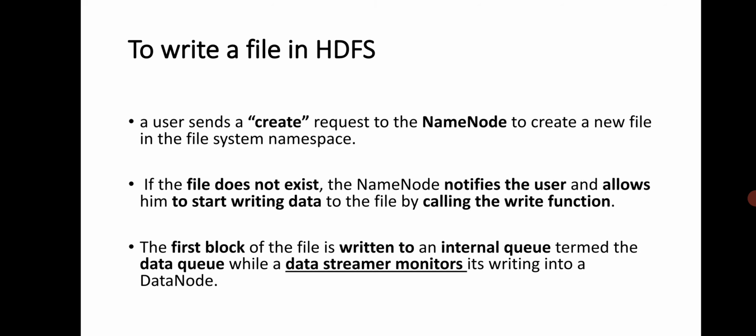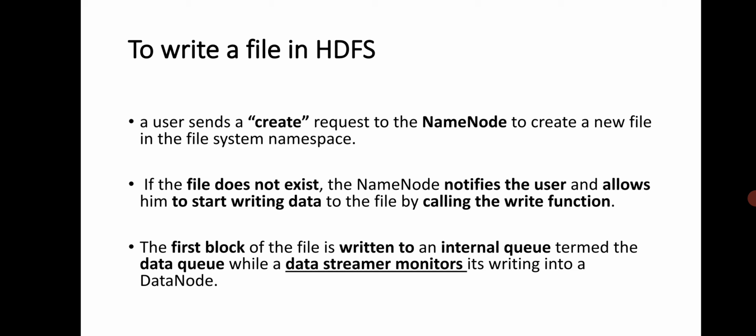To write a file in HDFS, a user sends a create request to the name node, the same master node, to create a new file in the file system namespace. If the file does not exist, the name node notifies the user, which allows them to start writing data to the file by calling the write function.